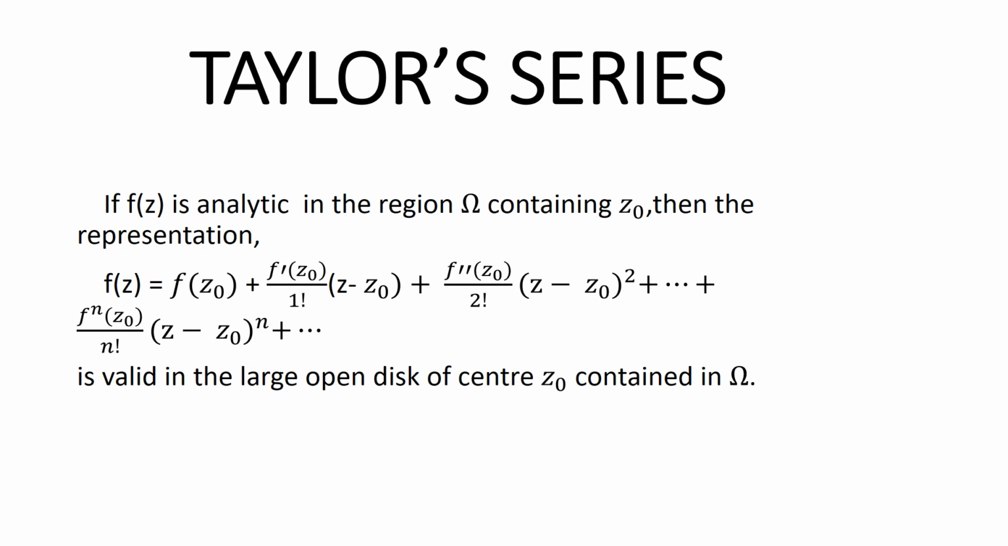Taylor series. The statement is: if f(z) is analytic in the region Ω containing z₀, then the representation f(z) = f(z₀) + f′(z₀)/1! (z − z₀) + f″(z₀)/2! (z − z₀)² + ... + fⁿ(z₀)/n! (z − z₀)ⁿ + ... is valid in the largest open disk with center z₀ contained in Ω.